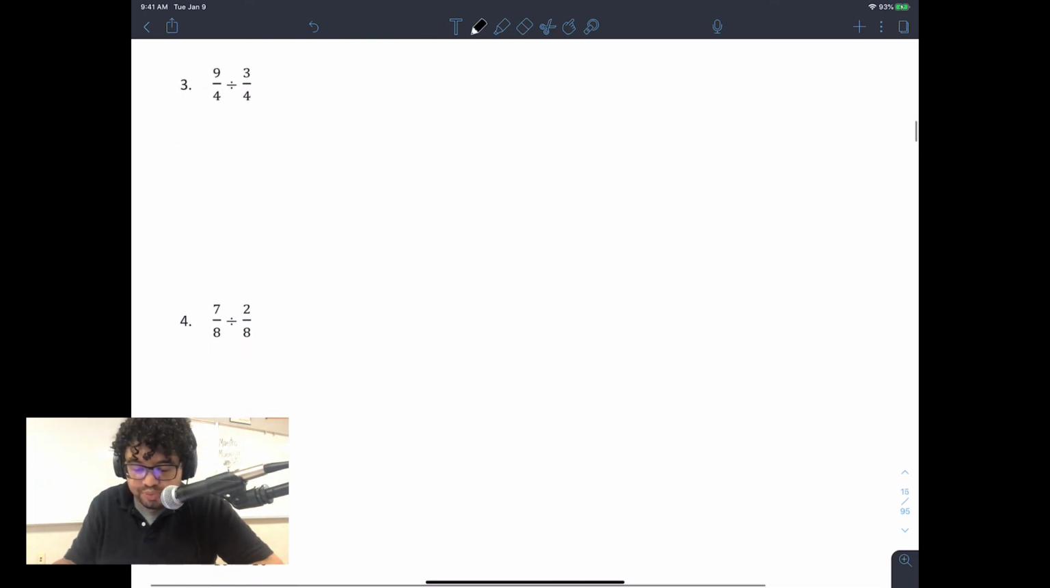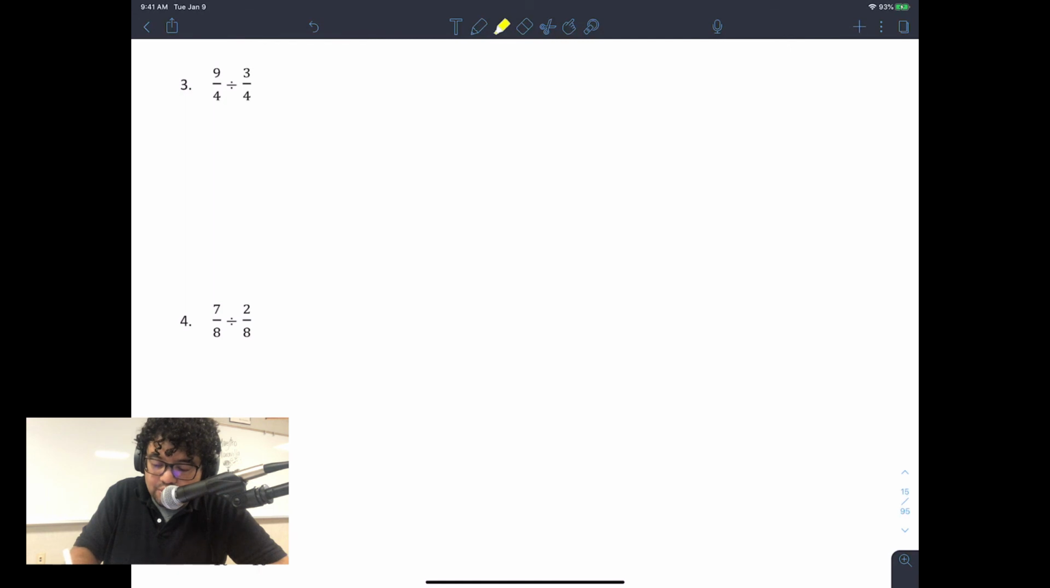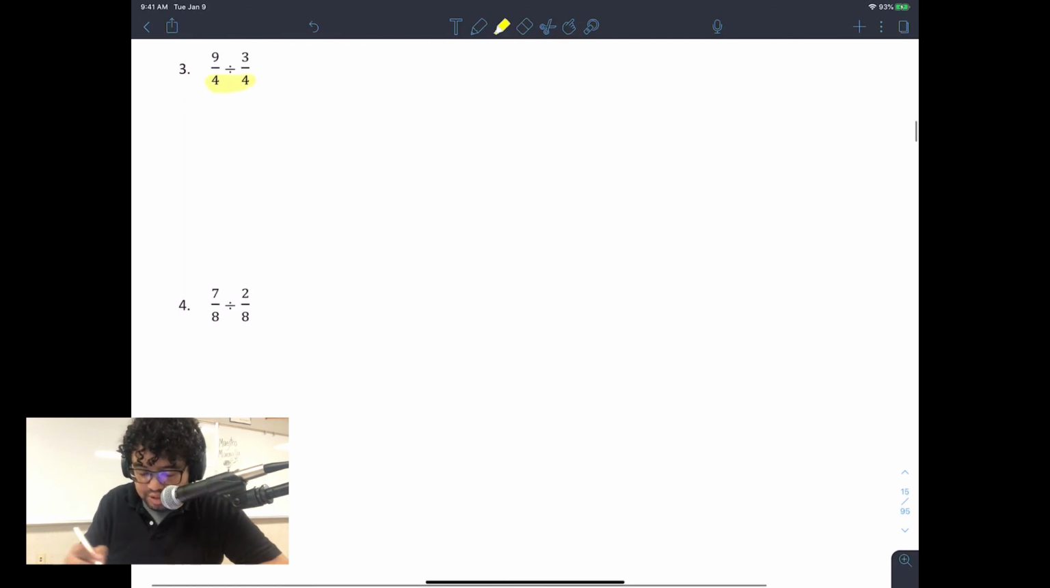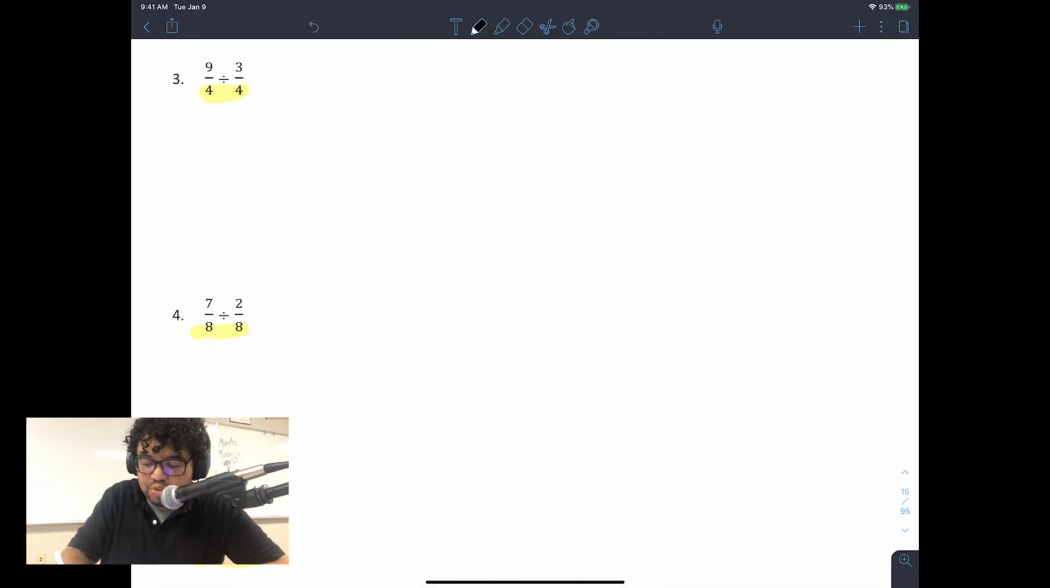For question number 3, once again, notice that my numerator for all of this is the same. Okay, for all of this, my numerator is the same, right? Number 3, 4, and 5. The simplest and fastest way to do this is when they have a common denominator: just look, your answer is in your numerator. It's your first numerator divided by your second numerator. That's your answer. But remember, you have to simplify it. 9 divided by 3 is 3, and that's your answer.